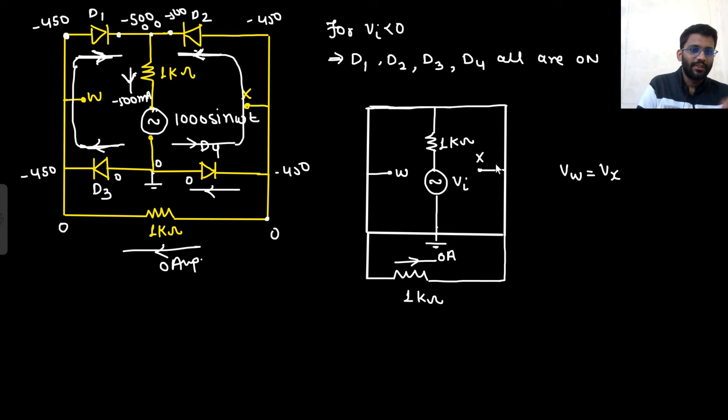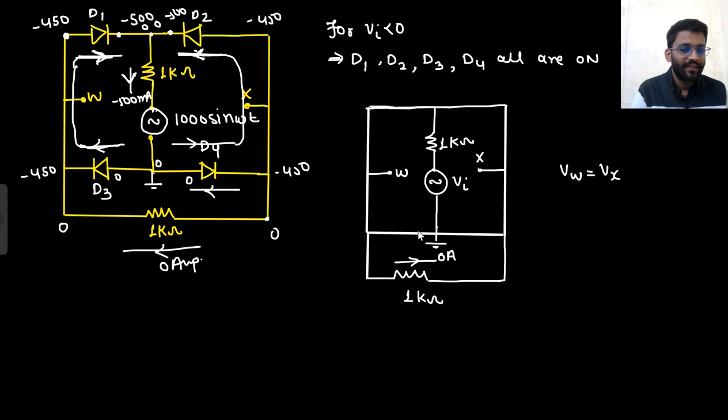So in the option, if you see VW is 0 and VX is 0, will you tick on this? Think about it and tell me. Will that be correct? That VW is 0 and VX is 0. No, that will be wrong. Why so? Because you assumed the ground here. Okay? Are you getting my point?